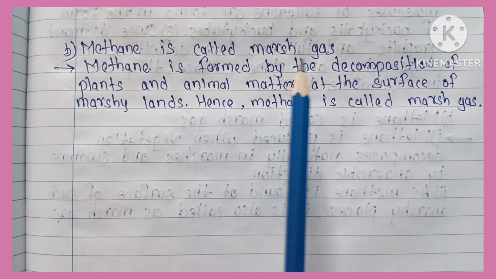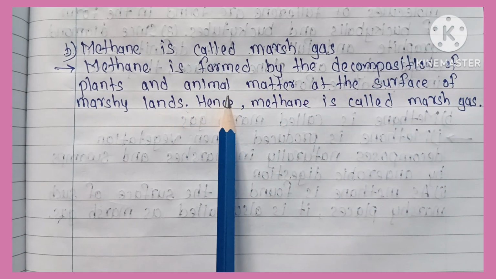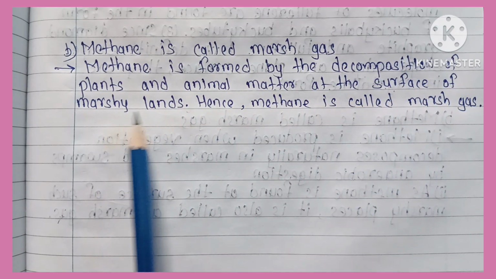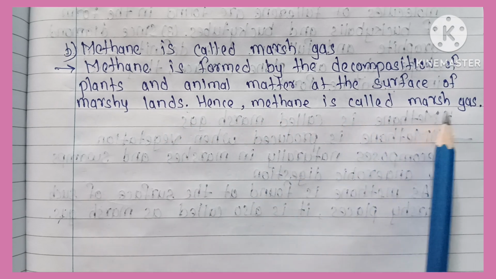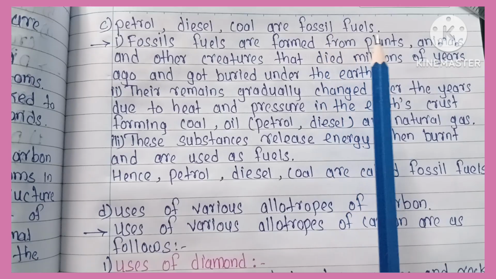Next, methane is called marsh gas. Answer, methane is formed by the decomposition of plants and animal matter at the surface of marshy lands. Hence, methane is called marsh gas. Next, petrol, diesel, coal are fossil fuels.